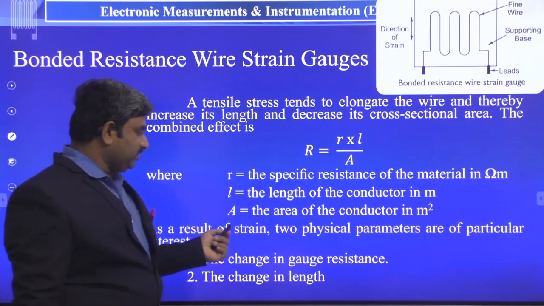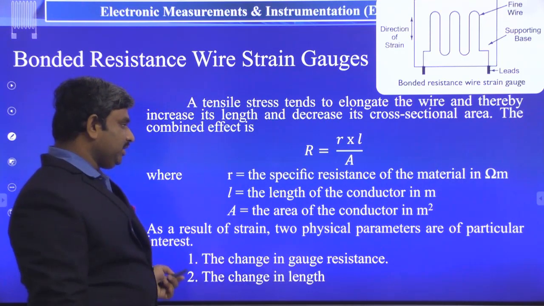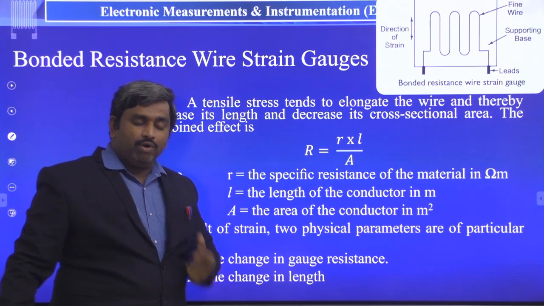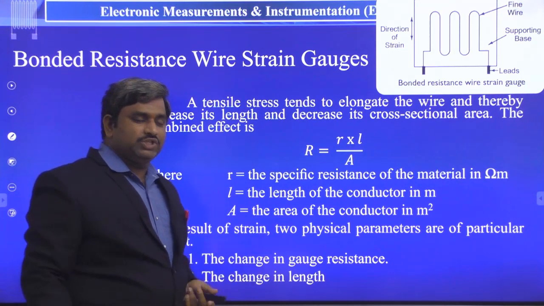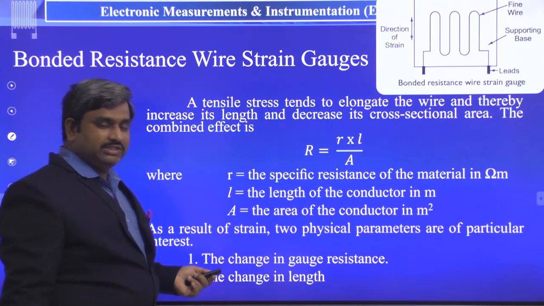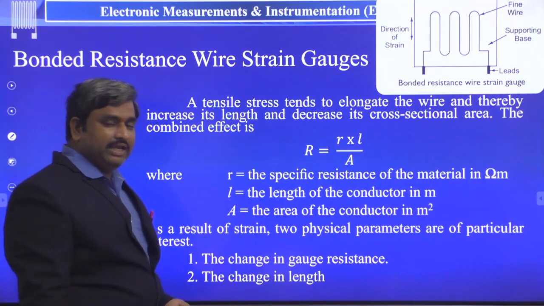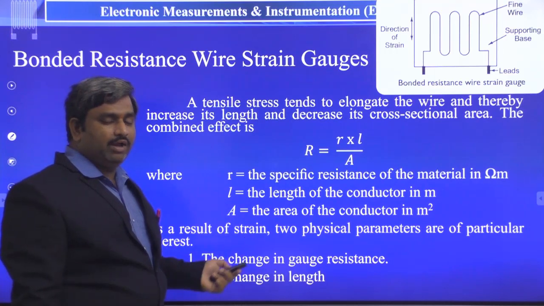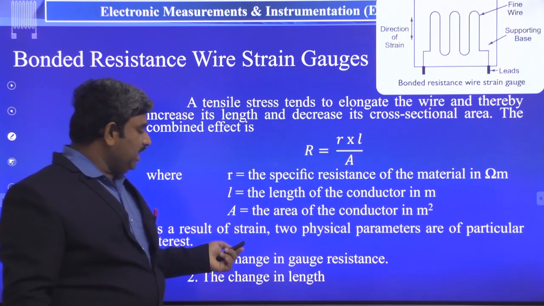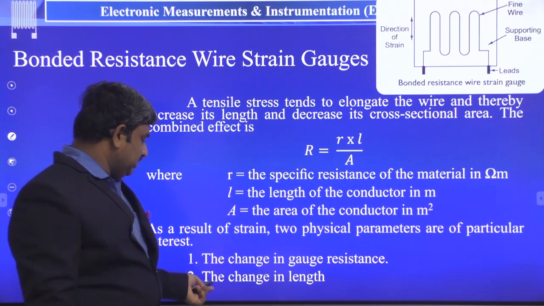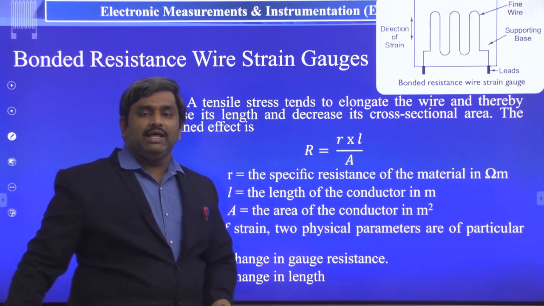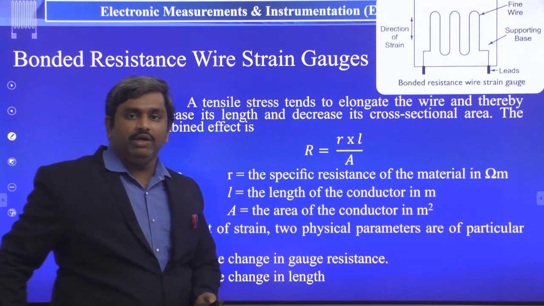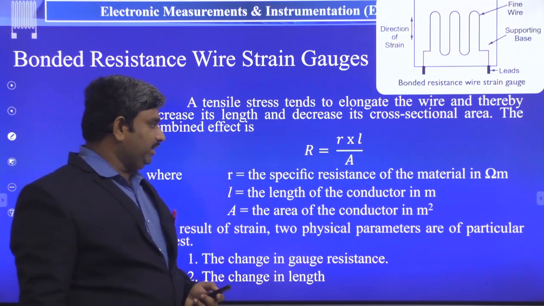As a result of strain, two physical parameters are of particular interest. Whatever it may be, finally we have to focus on two parameters in these strain gauges. The first one is the change in the gauge resistance. What is the range of the resistance, and what is the effect on this gauge resistance? The second is the change in the length. What is the length behavior? How much is the length changing, from which value to which value? These are the things we have to identify.